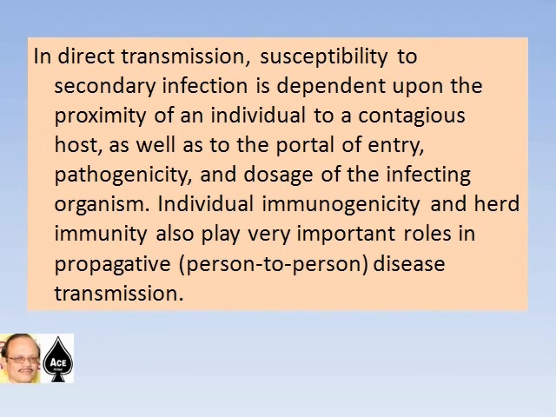In direct transmission, susceptibility to secondary infection is dependent upon the proximity of an individual to a contagious host, as well as the portal of entry, pathogenicity, and dosage of the infecting organism. Individual immunogenicity and herd immunity also play a very important role in propagative, that is person to person, disease transmission.